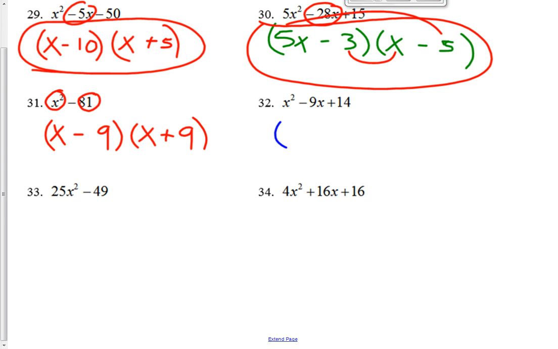Number 32, you see a trinomial. You can't take out a GCF, so you're just going to try to factor it like normal. x times x is x squared. A negative 7 times a negative 2 is a positive 14, and that gets you the negative 9x in the middle.